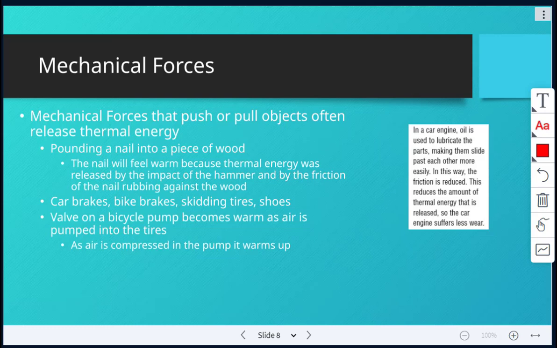The valve on a bicycle pump becomes warmer as air is pumped into the tires, because as air is compressed in the pump, it warms up. Car engines usually have oil to lubricate the parts, right? That makes them easier to slide past each other, so it's easier for those moving parts to move against each other, therefore reducing friction. It's also going to reduce the amount of thermal energy that gets released because of that friction. So therefore the car engine will suffer less wear and tear.